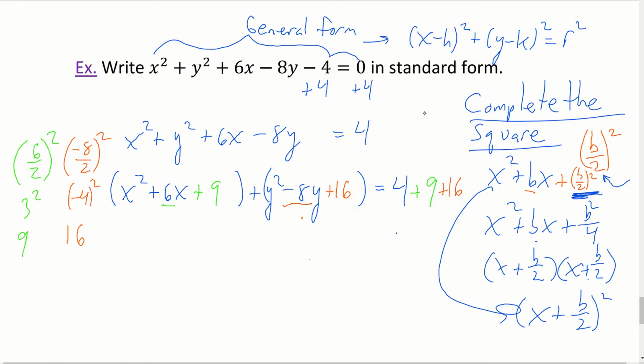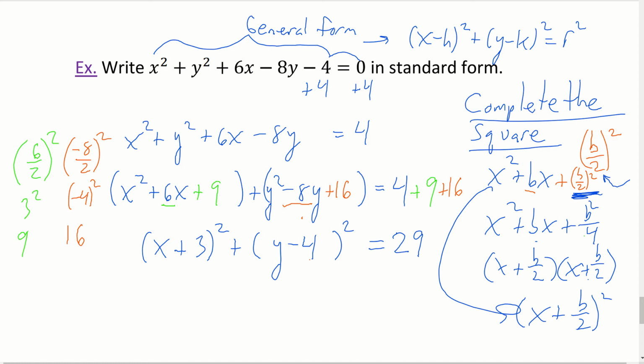As a result of this, we should now have perfect squares in both the x terms and y terms. X squared plus 6x plus 9 factors as x plus 3 quantity squared, plus y squared minus 8y plus 16, that factors as y minus 4 squared, and this is equal to, on the right-hand side, 4 plus 9 plus 16, well, that should be 29.